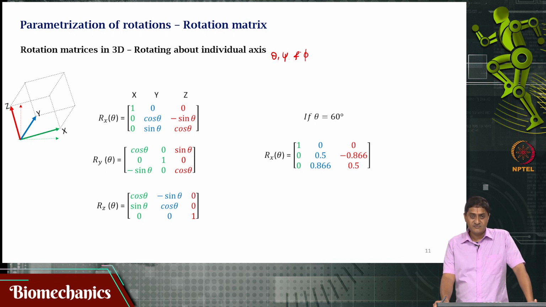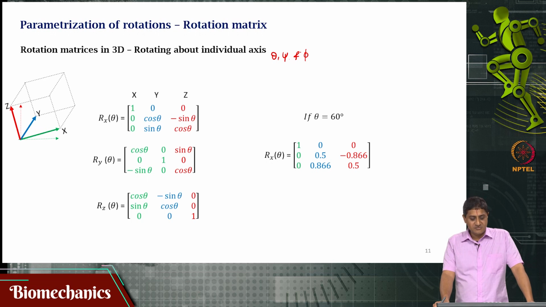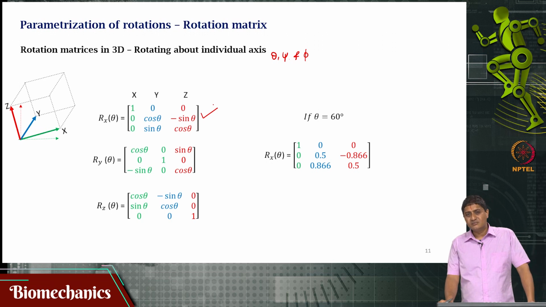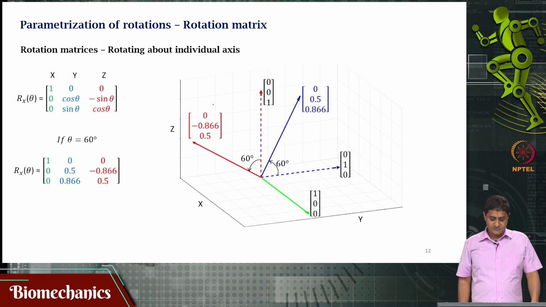In this case, it is assumed that all of them are rotating by the same angle theta. Then Rx is, because the rotation is happening about the x axis and the x axis itself is not moving, the rotation matrix would be this. And let us say, for example, theta is equal to 60 degrees. Because I know cos theta and sin theta for theta of 60 degrees, I can actually write out this rotation matrix with those values.